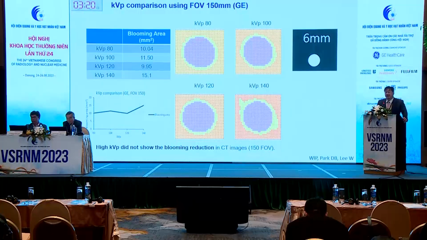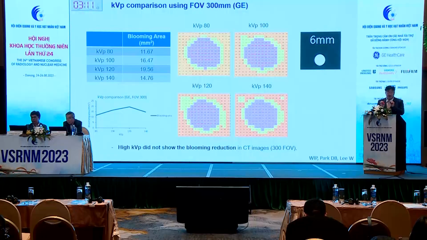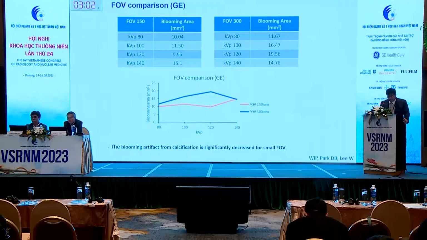I suspected a large FOV like an extremity scan might have more calcium blooming, so I tried 300 FOV. With large FOV the calcium pixel is small, and again there is no difference between the kVp. As you can see, large FOV shows a slightly higher blooming area because the pixel dimension is a bit bigger, but there is no difference from the kVp. So I think different kVp does not give us any benefit in reducing calcium blooming. That's also true in the stent. I did not introduce the stent here, but I applied the same research to the stent and it did not change.